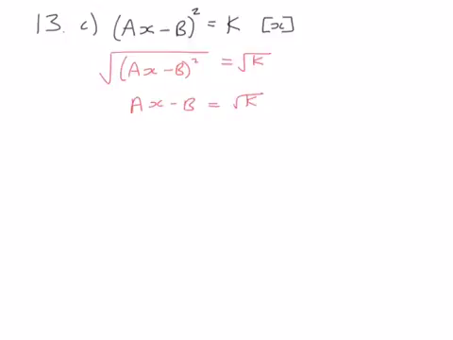So if we move the minus b to the other side, we'll have ax equals the square root of k plus b. So if we want to find x on its own, then x is just the square root of k plus b all over a. Okay, in order for this to be completely correct, then our square root will be plus or minus, and plus or minus.